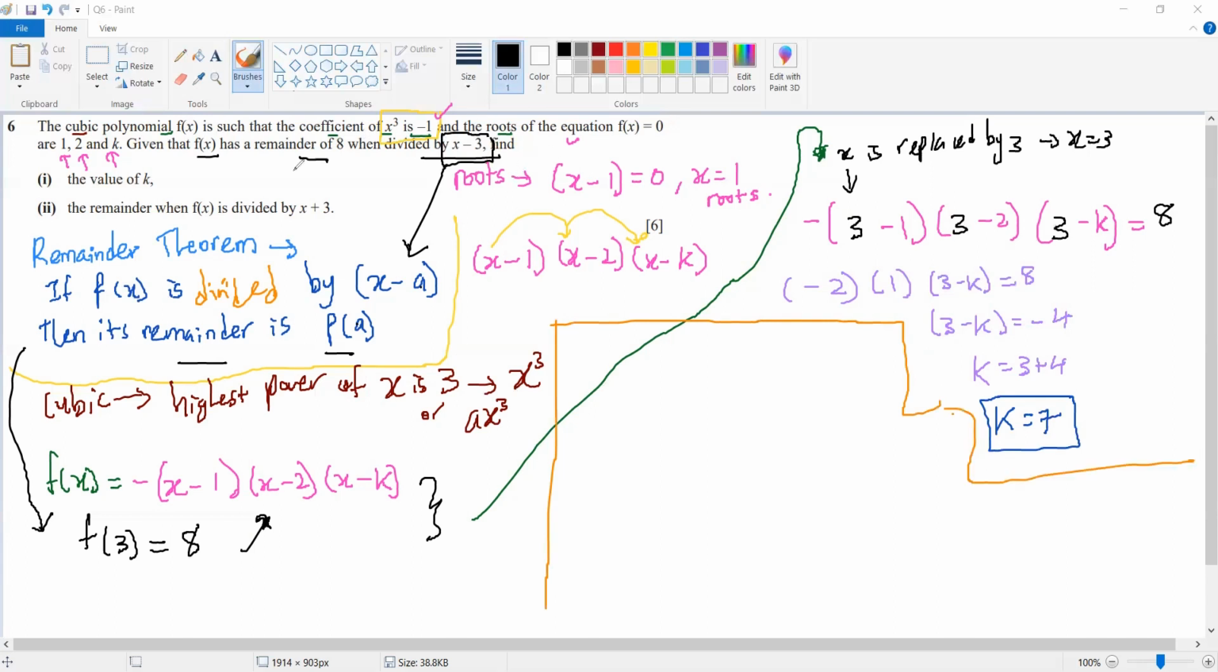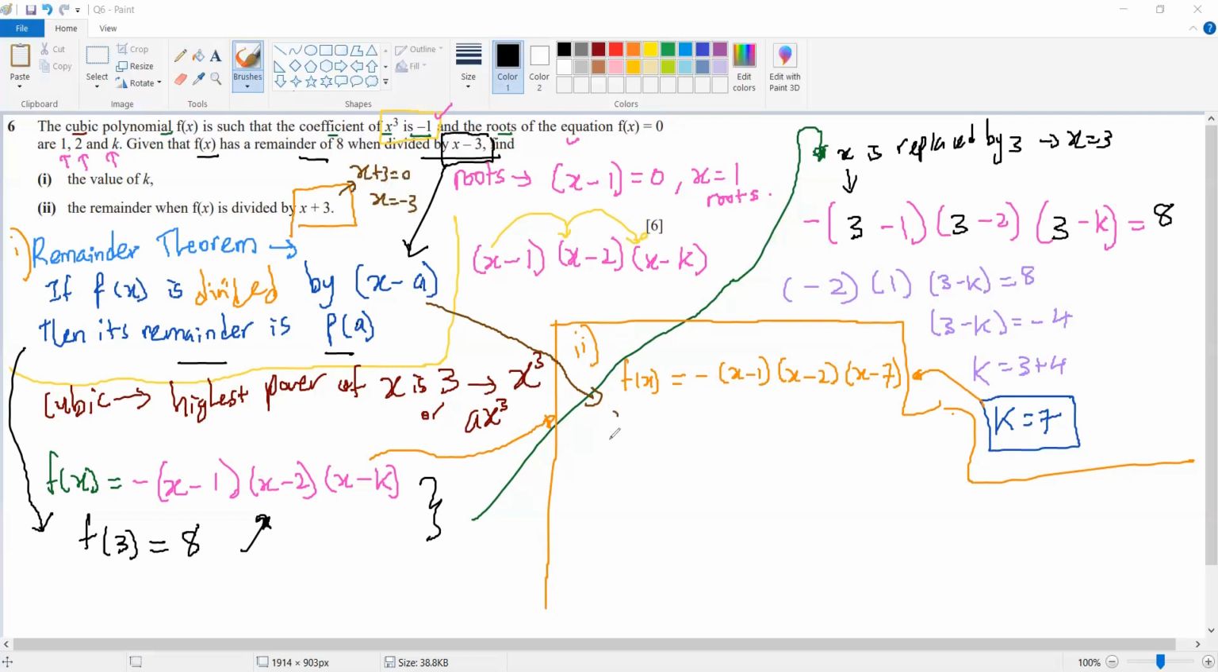So here we have part 1. Part 2 asks for the remainder when f(x) is divided by x plus 3. What we need to do is copy back the f(x) and replace the k value first. Just leave it in factor form, no need to multiply out, as it makes things complicated. Put k is 7. We use the remainder theorem again: x plus 3 equals 0, so the substitution is negative 3. The remainder is f evaluated at negative 3.